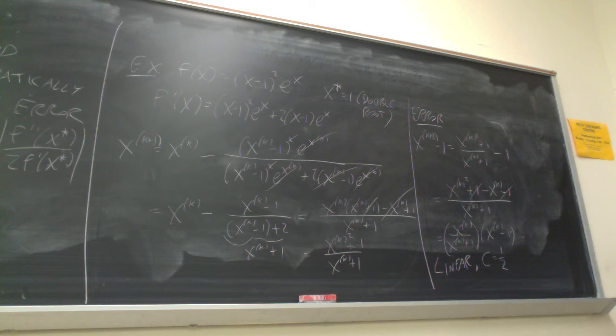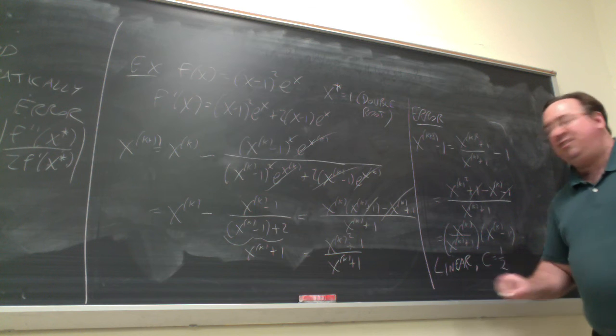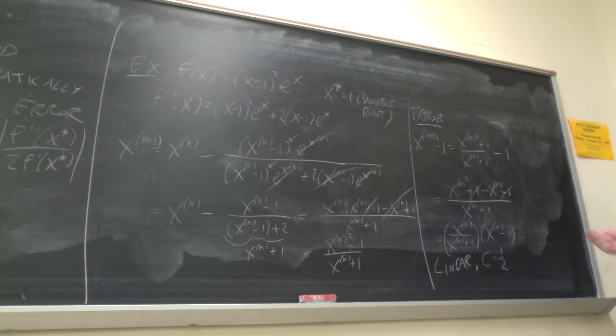Now, can anyone tell me what other method that we've seen has the exact same convergence behavior? Linear convergence, constant of 1/2. Some of you have put that in on the quiz already. Or actually a few of you. Not many have done the quiz. So what method converges linearly, and its error constant is 1/2? So the error is cut in half every iteration.